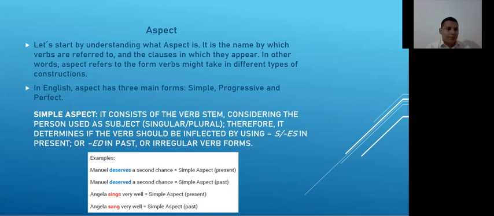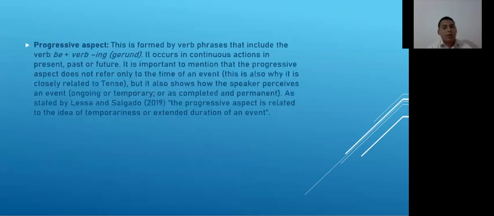Now let's continue. Progressive aspect. This is formed by verb phrases that include the verb be plus the verb in ing form, or gerund as we know it. It occurs in continuous actions in present, past, or future.